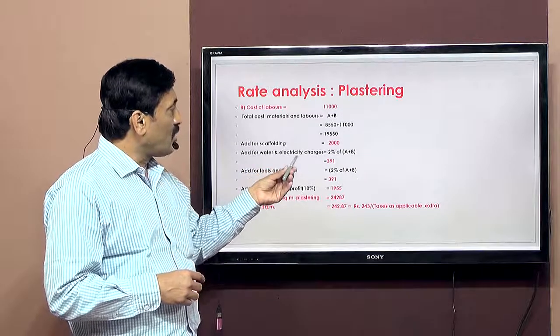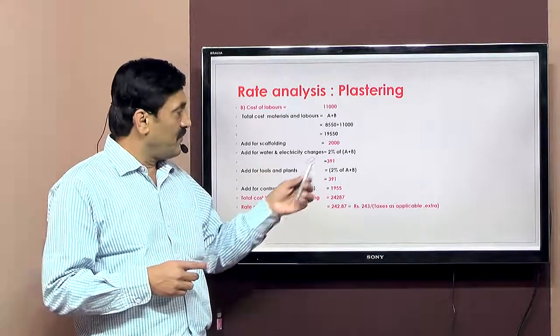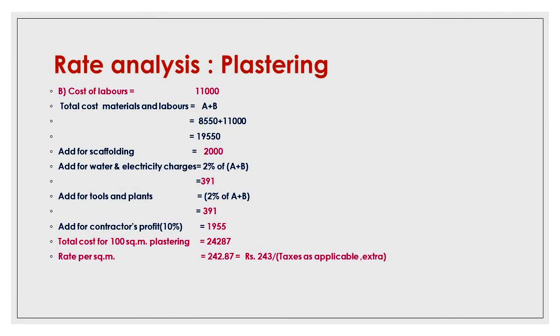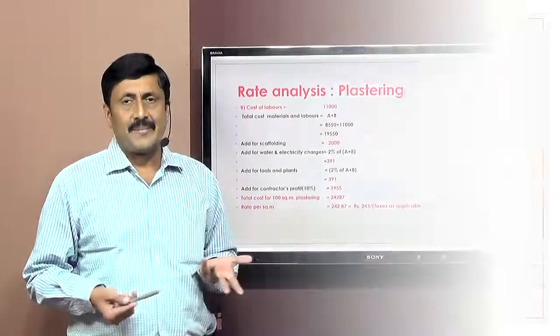Then for water and electricity charges, we usually consider 2% of A plus B, that is 2% of 19,550. It comes to 391. Then for tools and plants, we consider 2% of A plus B, for tools and machineries which are required for this plastering work. So that is equal to again 391. The amount will be the same as that of water and electricity charges because the percentage is the same.